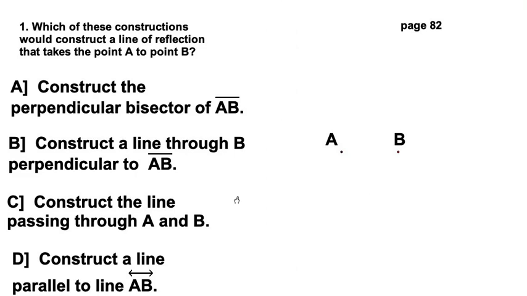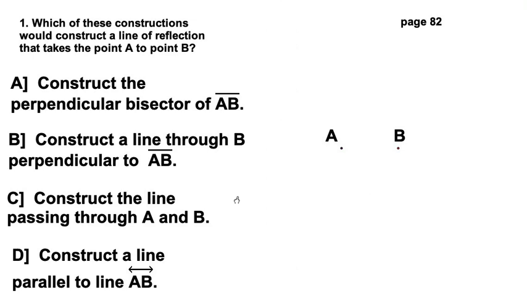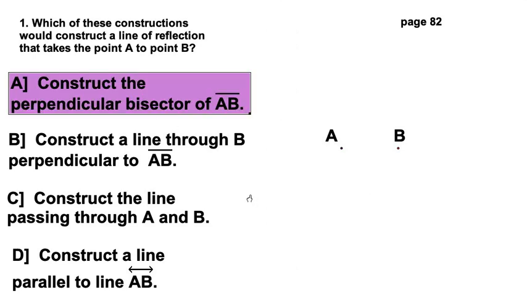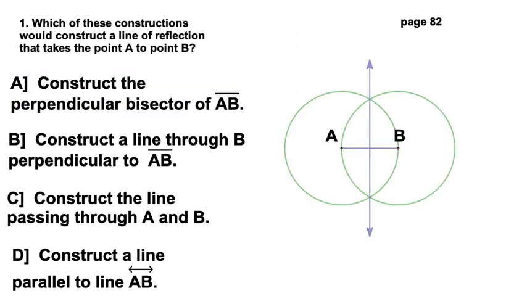Which of these constructions would construct a line of reflection that takes point A to point B? I just drew a random point A and B, and we're going to go through them one at a time. Construct the perpendicular bisector of AB. Let's check that one out. Well, we know that one. That's our favorite construction. Whether we actually draw the segment AB or not, it looks like that.